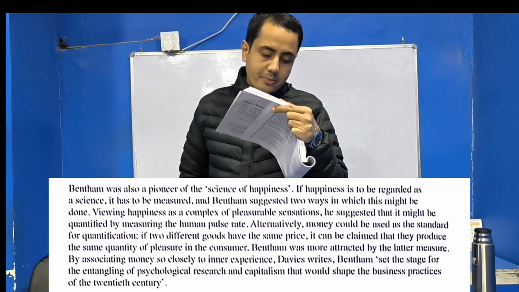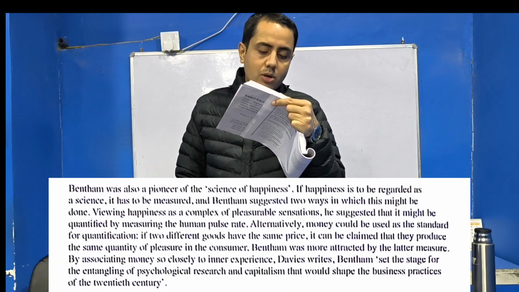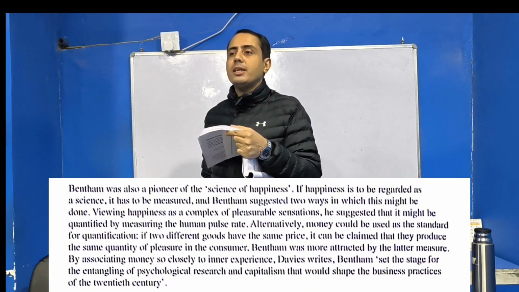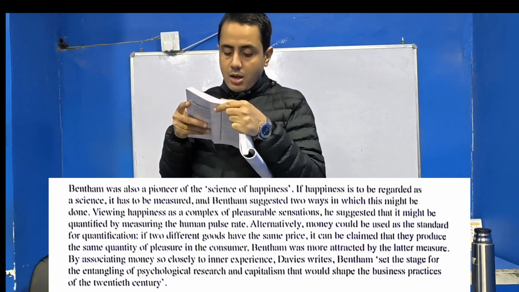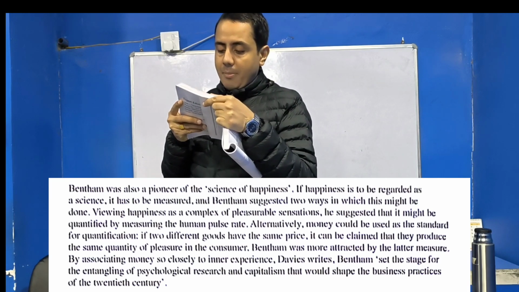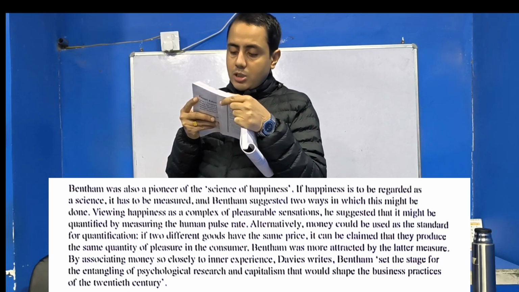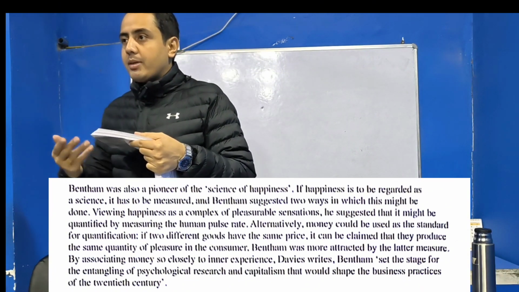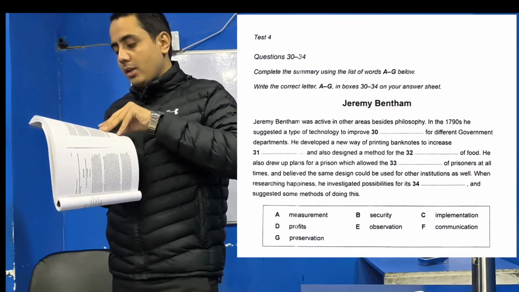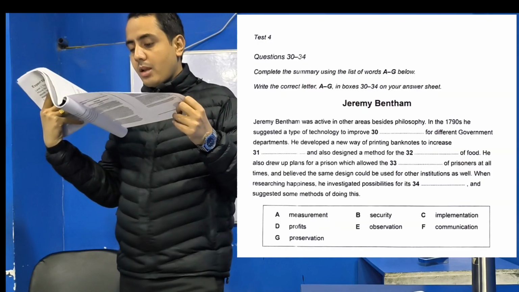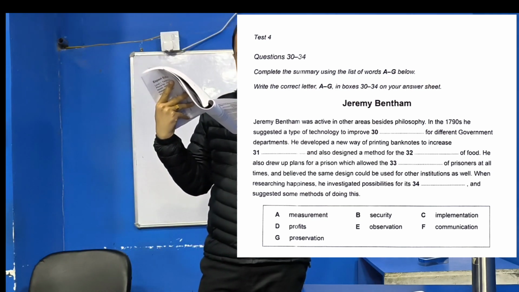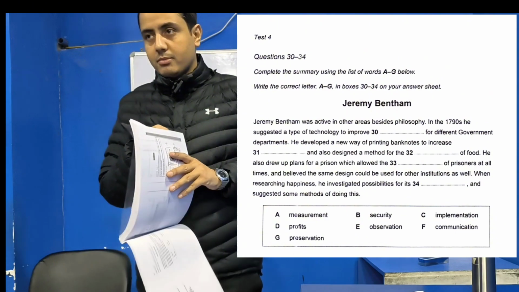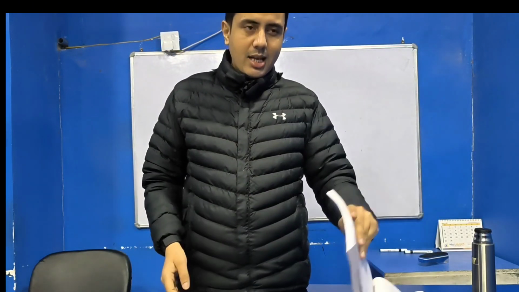If you see the next paragraph, Bentham was also a pioneer. Pioneer means someone who starts a field, the first person to do it. Of the science of happiness. If happiness is to be regarded as a science, it has to be measured. He wanted to measure happiness. So the last one must be measurement. 34 is number A, measurement. So just that.